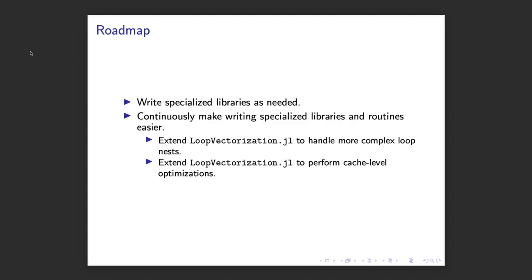Additionally, I think most of the development effort towards this end should instead be on the tooling and infrastructure that will make it easier to implement any such libraries that part of the ecosystem may be able to make use of. In particular, extending LoopVectorization to handle those more complicated loop nests, and then additionally adding, for example, cache level optimizations so that we don't need to manually implement the blocking routines on top, as Octavian currently does.